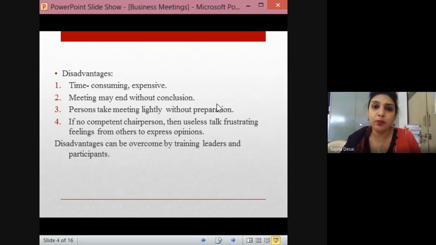But the important point to remember here is that all these disadvantages can be overcome by training the leaders and the participants. So whosoever is the chairperson, if they fulfill their duties properly, and if the participants engage in healthy discussions and deliberations, then these disadvantages can be eliminated. Okay.